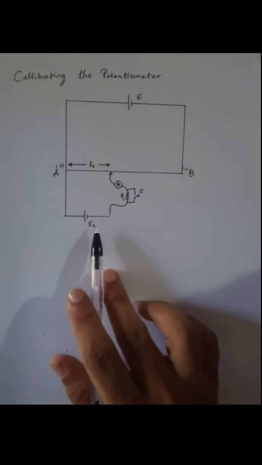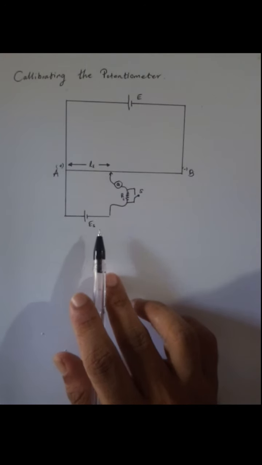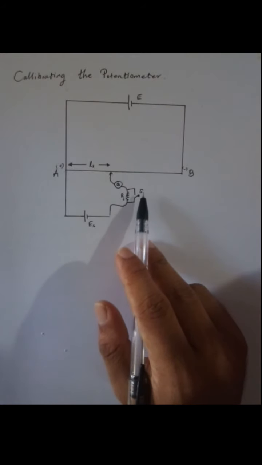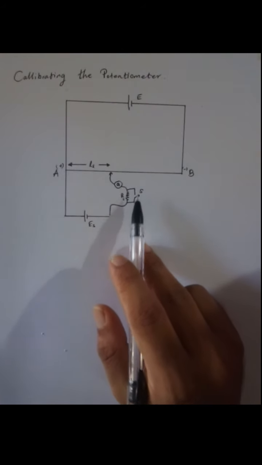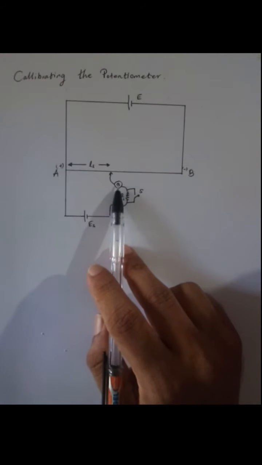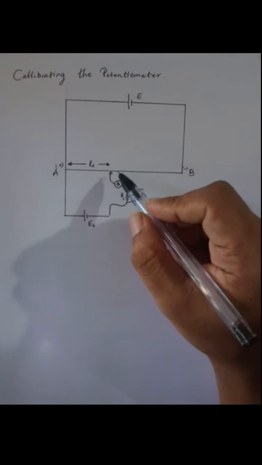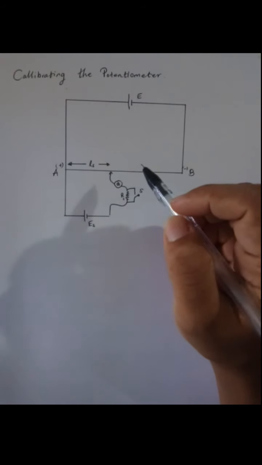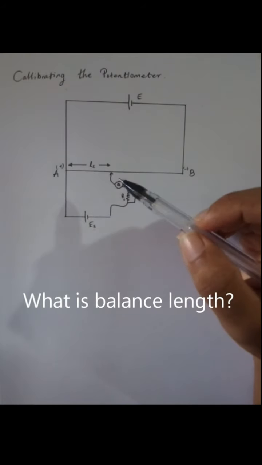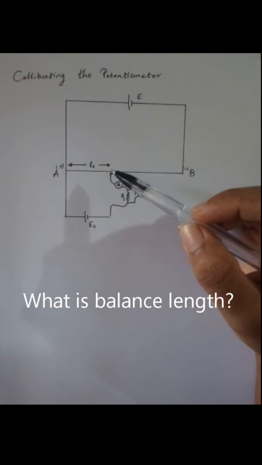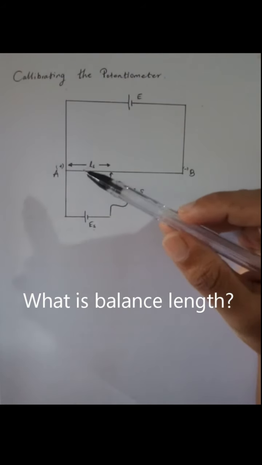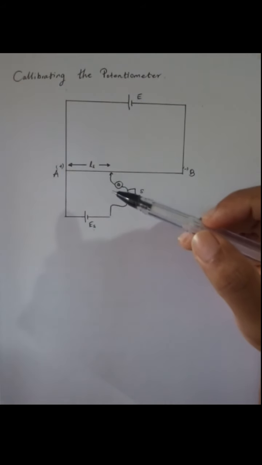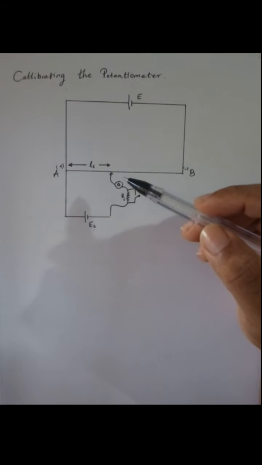So here Es is the EMF value of the standard battery, and here Rs is a large resistor, and S is a switch. It's connected parallel with the resistor, and here this is the galvanometer G, and this is the jockey. You have to place this on the potentiometer wire to obtain the balance length. Balance length is the length of the potentiometer wire which gives the same potential difference across this battery. And when the potentiometer is balanced, the galvanometer shows a zero deflection.